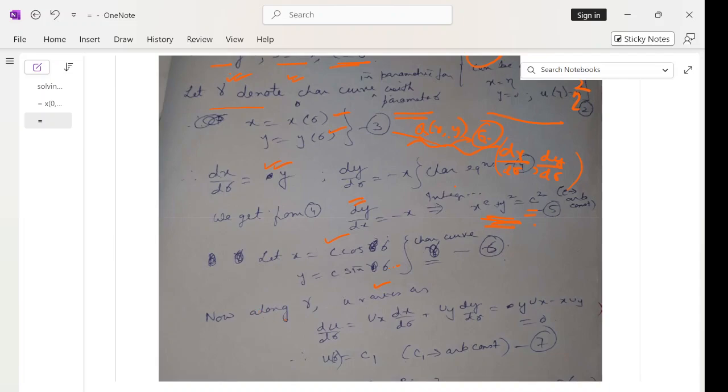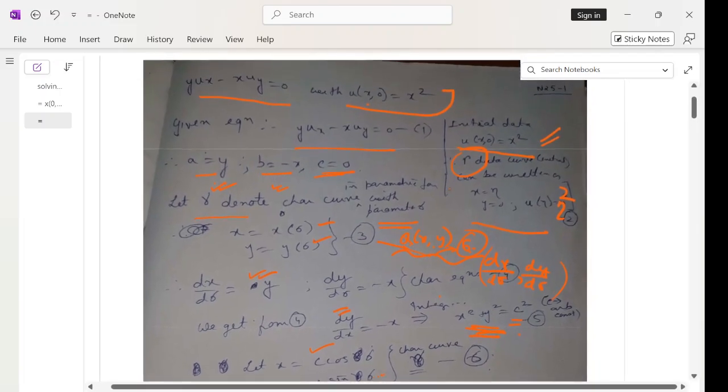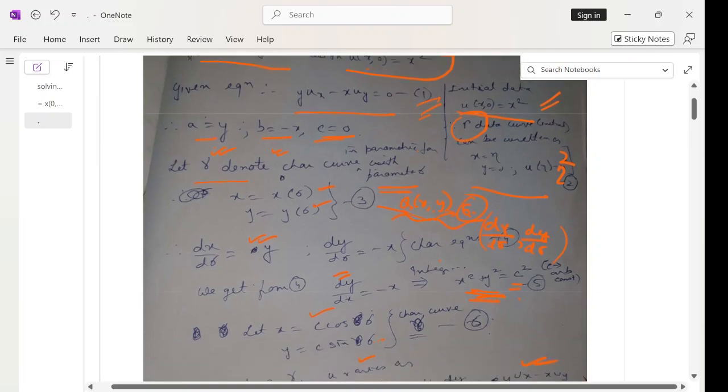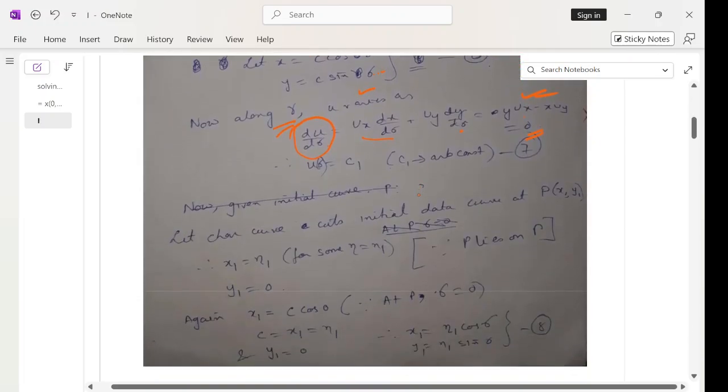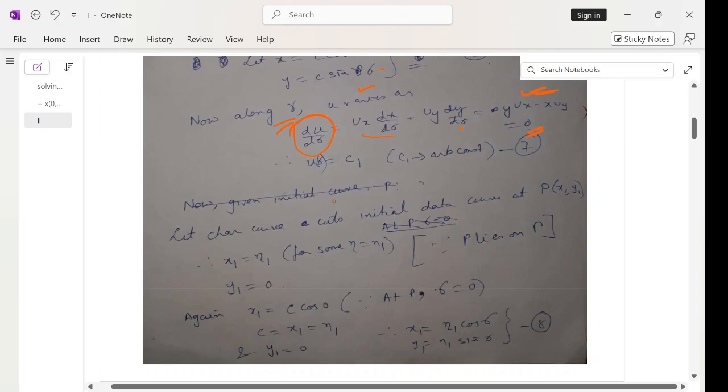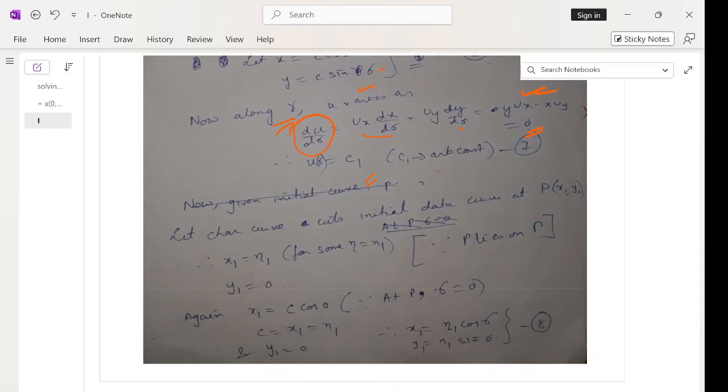Okay. So along any such small gamma, that is any such characteristic curve, how is u varying? That is the compatibility equation. If you recall, u is varying with respect to sigma, by chain rule, as u_x times dx/d sigma plus u_y times dy/d sigma, but this equals 0 by equation 1, that is the original equation which is given to you. So du/d sigma ultimately turns out to be 0. So if you integrate, you get u(sigma) equals c1, where c1 is again an arbitrary constant.